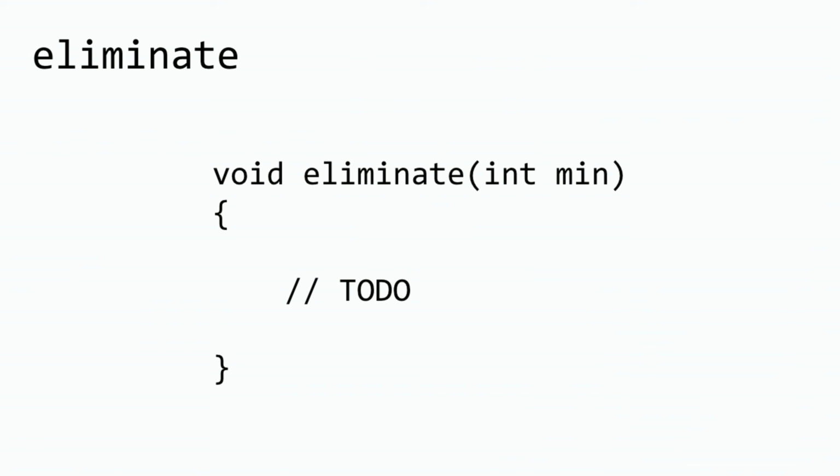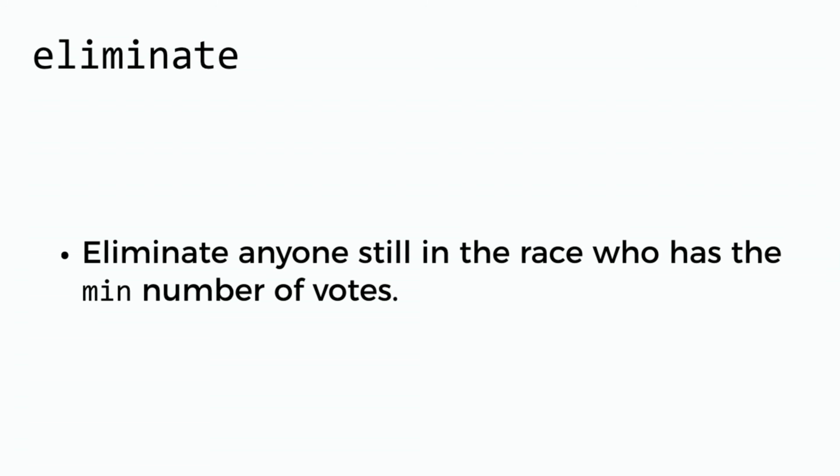Finally, the last function that you'll write in runoff.c is called eliminate. And this is the function that's going to take care of the process of actually eliminating the candidate who's in last place in the election, such that the election can run again as if that person had not been in the election in the first place. So your eliminate function should eliminate anyone still in the race who has the min number of votes. Recall that min is going to be the input to this function, and it's going to be that value that you computed in the findMin function. So anyone who has the fewest number of votes in the election, which might be one candidate or it might be more than one, they should all be eliminated from the election.